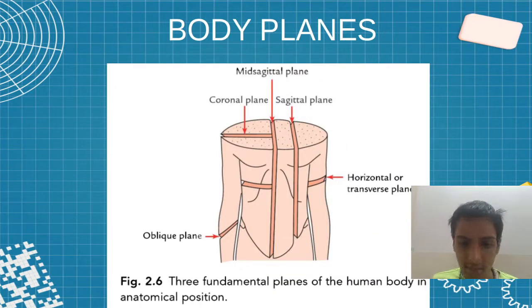Now the body planes which you are seeing. This is the coronal plane. It divides the body into two halves, left half and right half. The sagittal plane divides like this, and the transverse plane divides into the upper and lower part. This is the oblique plane. Not very important, but please remember these three planes: coronal, sagittal, transverse. This will generally be asked in the exams.